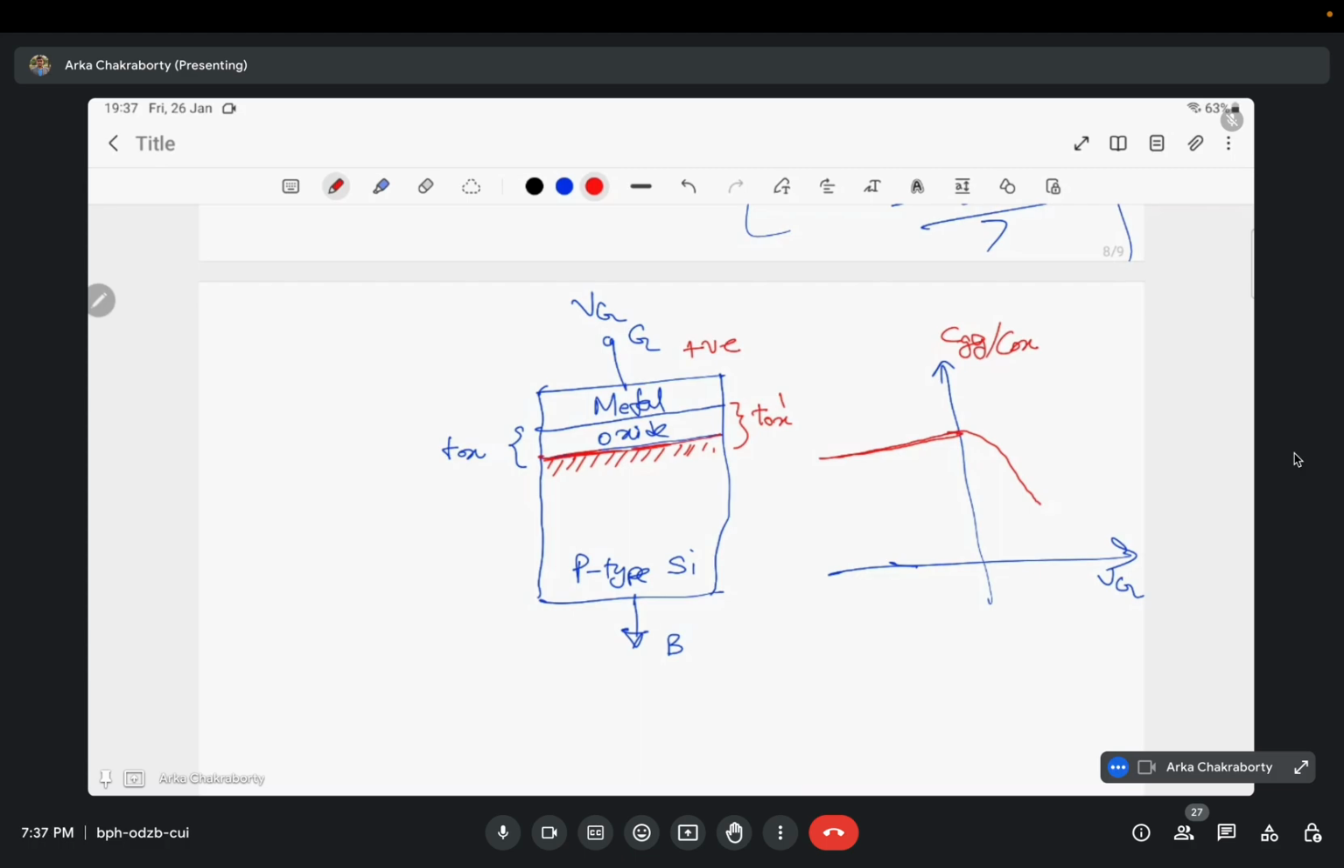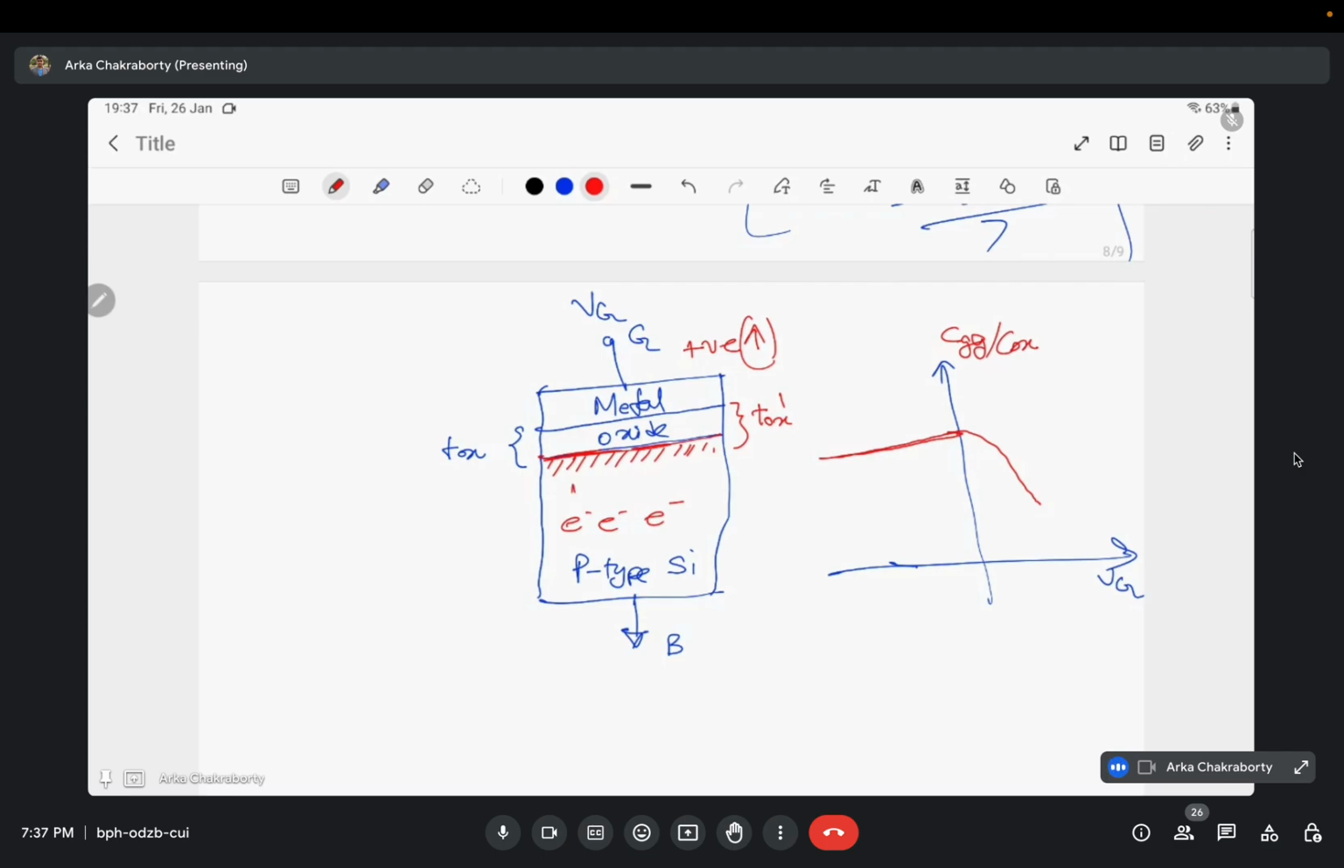Now what happens if I increase this voltage further? It is to be noted that as this is p-type silicon, holes are majority carriers, but electrons are still present. If you ask where electrons are coming from, they come from electron-hole pair thermal generation. Electrons are still present in the vicinity, might be in small numbers, but they are still present.